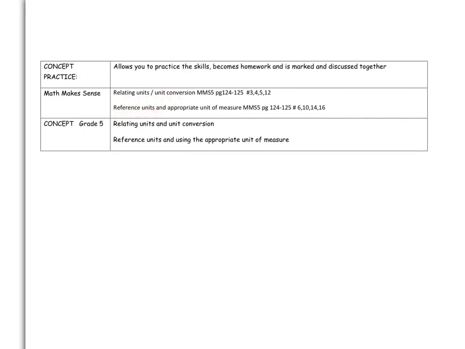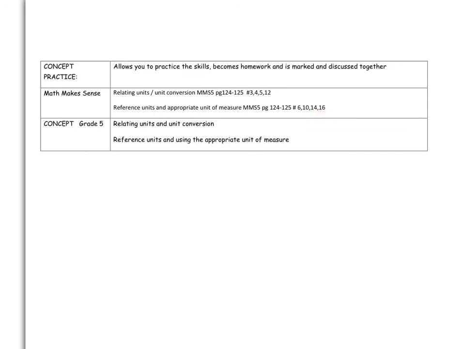Reference units, so remember using the edge of a dime, the width of your pinky finger, the height of a doorknob, etc., and determining which units are appropriate. So should I be measuring this using centimeters? Should I be measuring this using meters? What would be the best choice? Is also page 124 and 125. Questions 6, 10, 14, and 16.